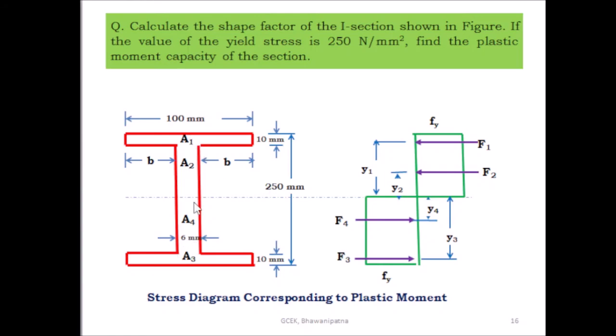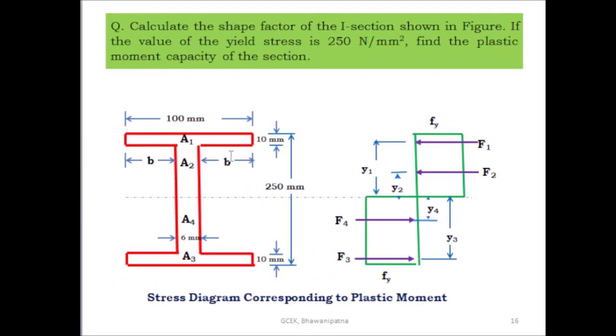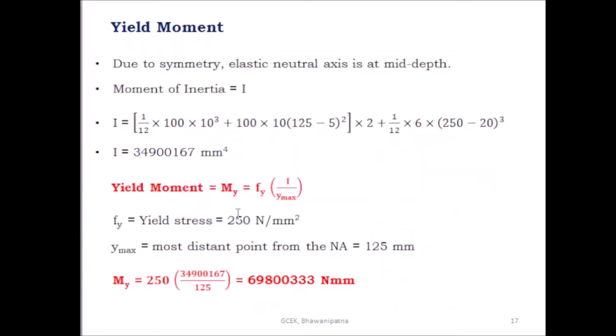6 into 230 cube by 12. This is the moment of inertia of the web portion. Directly you can find out, and the centroidal distance here is equal to 0, because the CG of this rectangle is coinciding. So here the centroidal distance, the CG distance, is equal to 0.